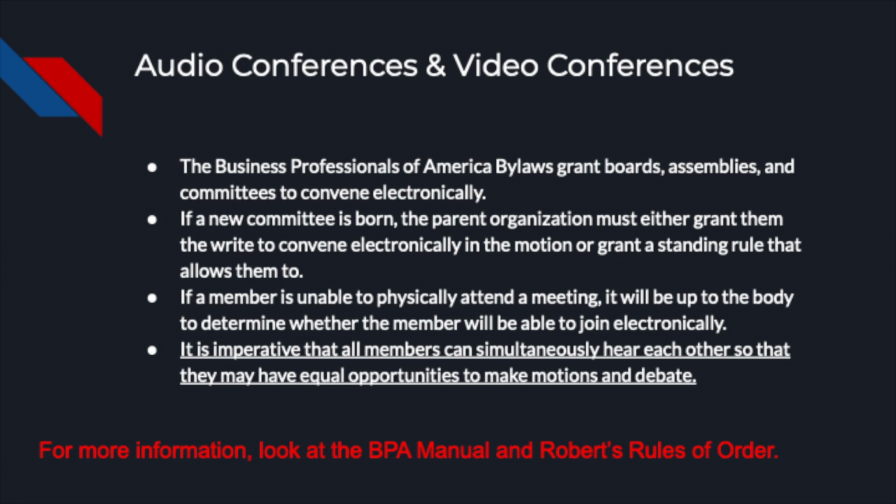The BPA bylaws allow boards, assemblies, and committees to have audio and video conferences. If a new committee wants to convene electronically, the parent organization needs to either state that the committee has the ability to convene electronically in the motion that creates the committee, or they must grant the standing rule that allows the committee to convene electronically. If a member is unable to physically attend a meeting, it is up to the body to determine whether the member may join electronically. It is imperative that all members can simultaneously hear each other, so that they may have equal opportunities to make motions and debate.